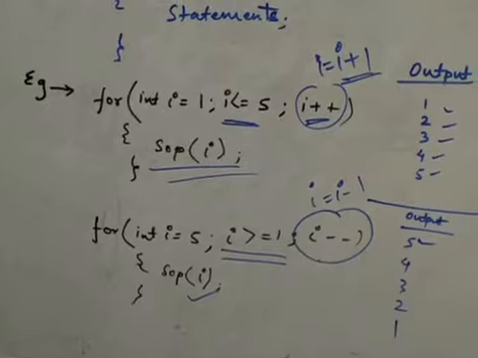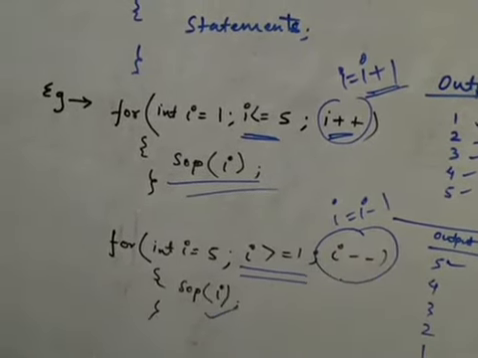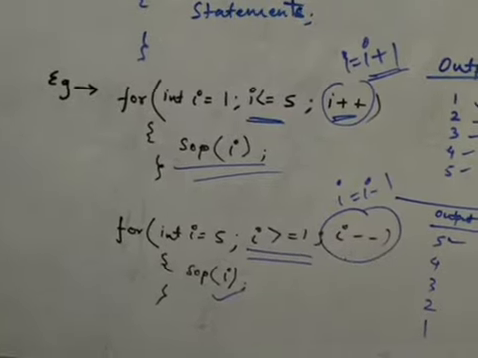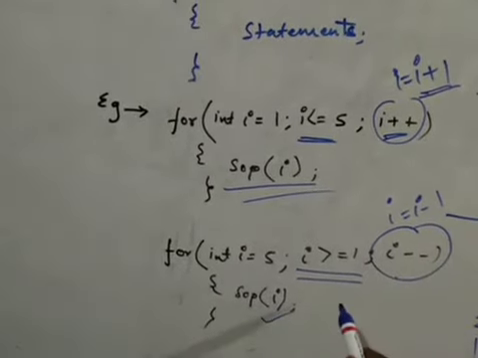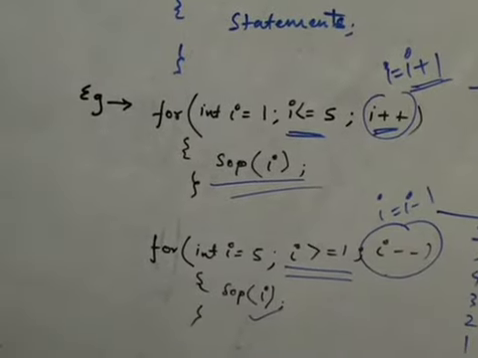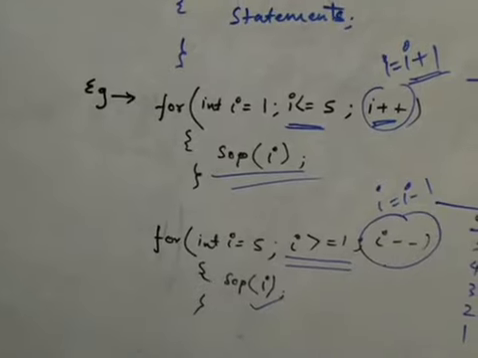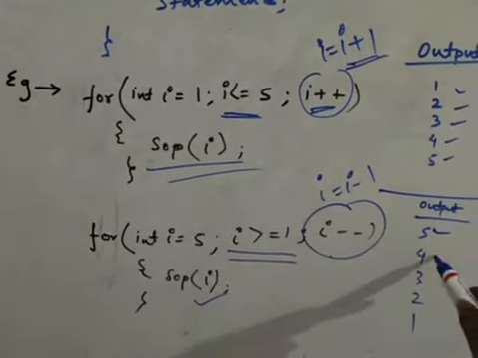Okay, it means the value of I will keep on decreasing by 1 as this statement is encountered. So first value of I is 5. 5 is greater than 1. Printing of I, 5 is printed. Next value of I will be how much? Since minus 1, it will be 4. 4 is greater than 1. Yes, true. 4 will be printed.